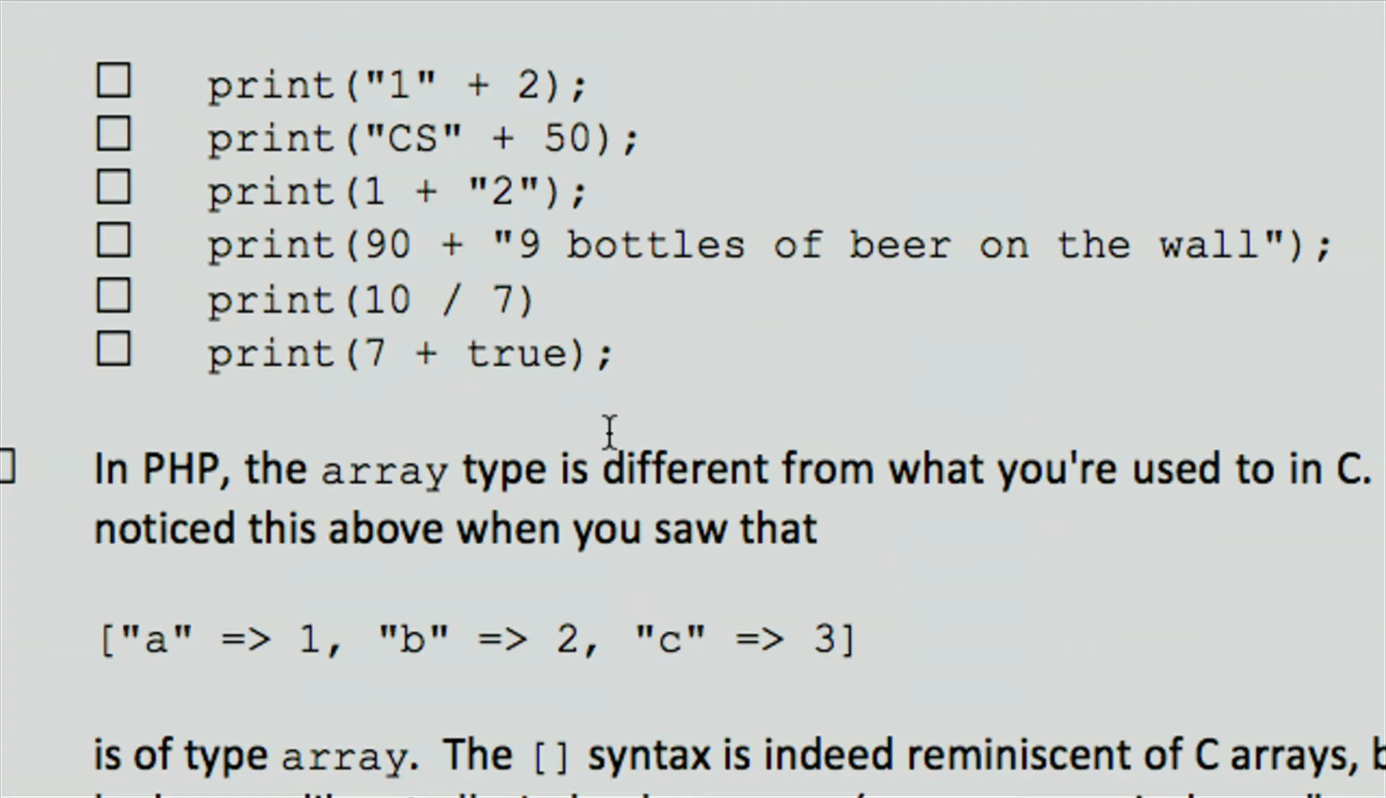All right, and then finally, Jimmy, what about 7 plus true? 8. What does that mean? I guess it just gave true the value of 1. Uh-huh. What happens if we change that to false? 7. Yeah. So remember we talk about these binary values, 1 being on, 0 being off. Now we have true is 1, 0 is false.